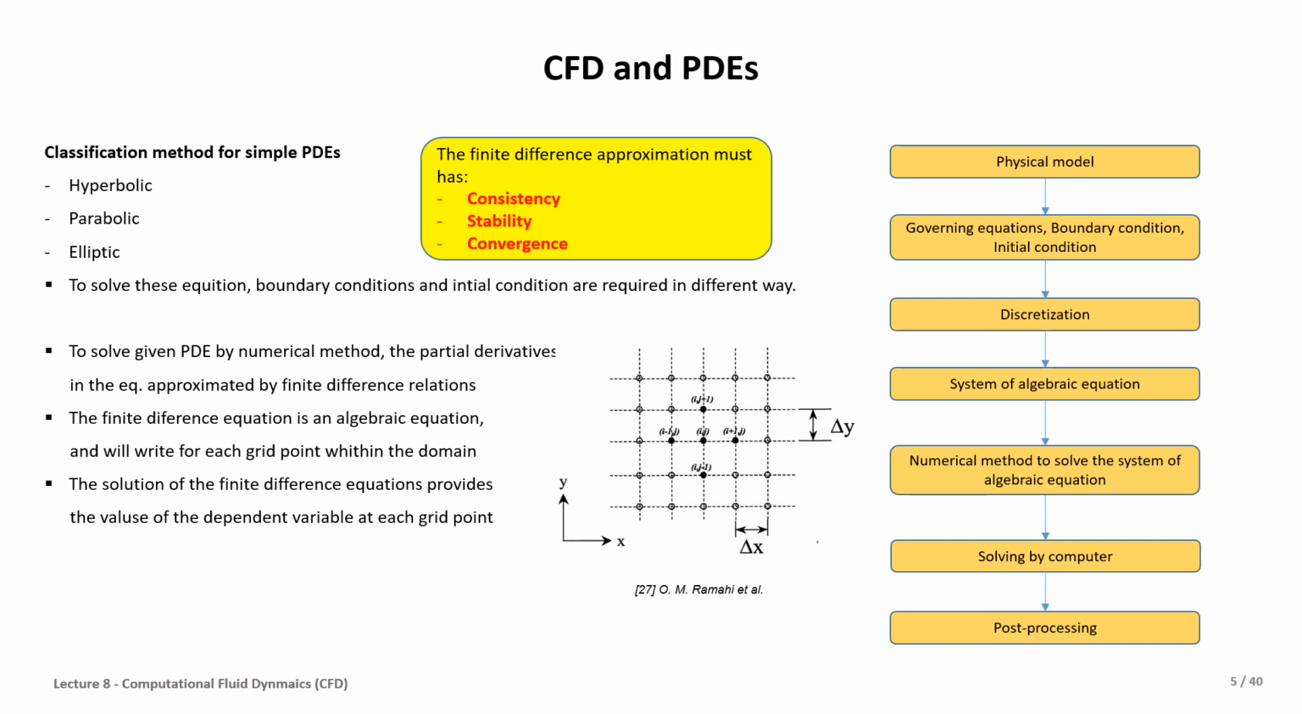We have the physical model, then we write the governing equation with boundary conditions and initial conditions, then the domain of the problem will be discretized. The system of algebraic equations will be created. Then in numerical methods, to solve the system of algebraic equations, there are different methods. Also, we will talk about them. Then using the computer to solve these algebraic equations, and the post-processing. So these are the main steps to use the finite difference method in CFD.